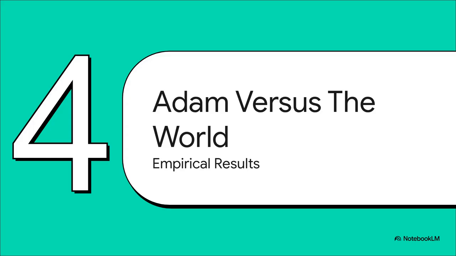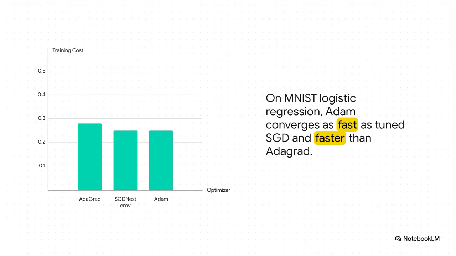It sounds great, right? But does it actually work any better in the real world? Well, the original paper put it to the test, pitting Adam against the other leading optimizers in a series of head-to-head competitions. On a pretty straightforward task, classifying handwritten digits, Adam performed like a champ. As you can see from the chart, Adam and a carefully tuned version of SGD got to about the same low error rate, and they both beat AdaGrad. This proved that even on the simple stuff, Adam was a top contender right out of the box.